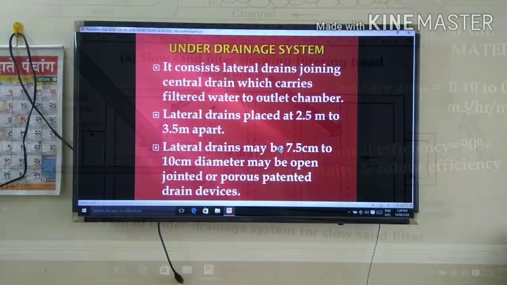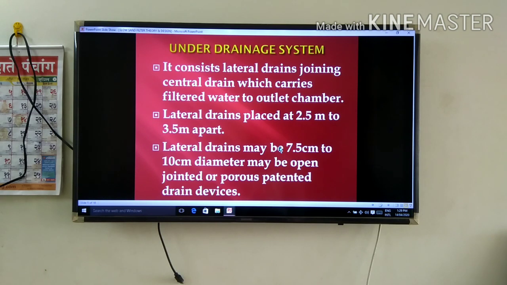The second point under drainage system is that lateral drains are placed 2.5 meter to 3.5 meter apart. That means the spacing between two lateral drains is provided at least a minimum of 2.5 meter. The lateral drains may be 7.5 centimeter to 10 centimeter in diameter, that is 4 inch, and may be open jointed or porous patented drain devices.